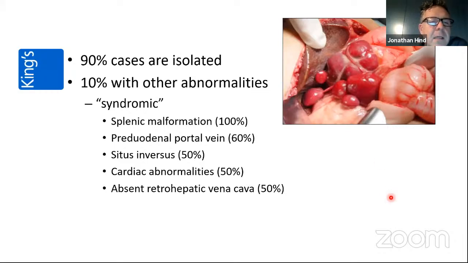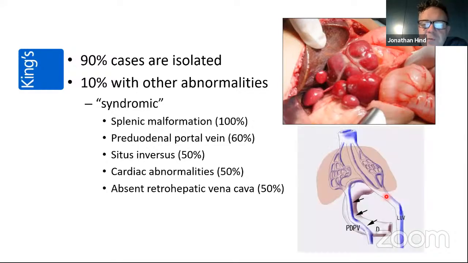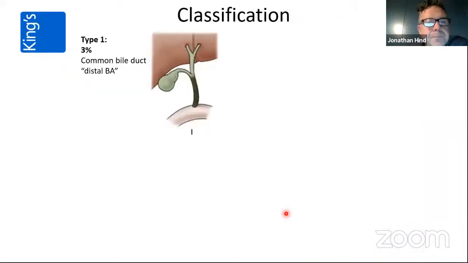The next common abnormality it's found with is a pre-duodenal portal vein. So the portal vein should be behind the duodenum, but this is in front of the duodenum. It's also associated with rotational defects, situs inversus, and cardiac abnormalities, and an absent retrohepatic vena cava. So knowing this does give us some hints to the etiology. Maybe it's an in utero developmental etiology. Thinking of the different incidences around the world, perhaps there's some genetic component to it as well.